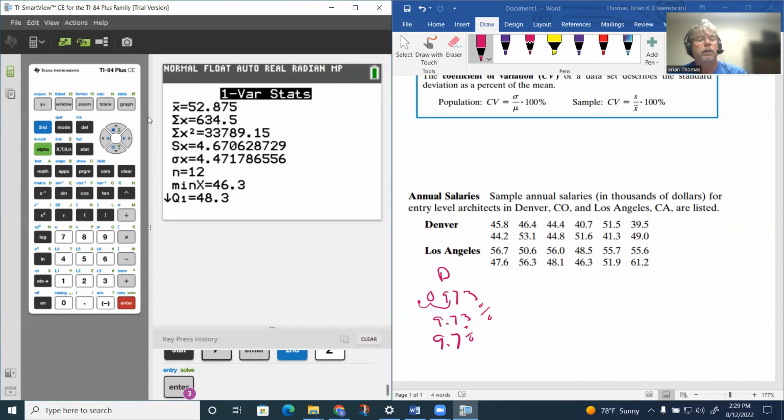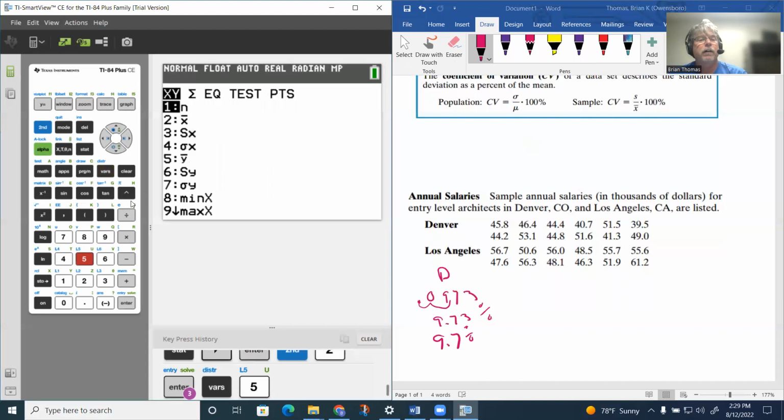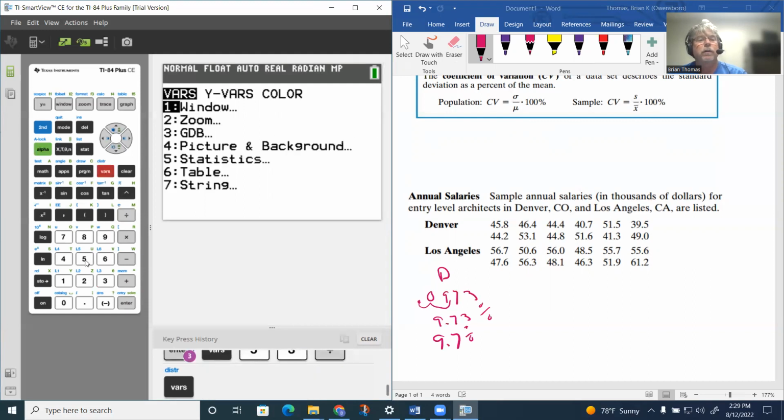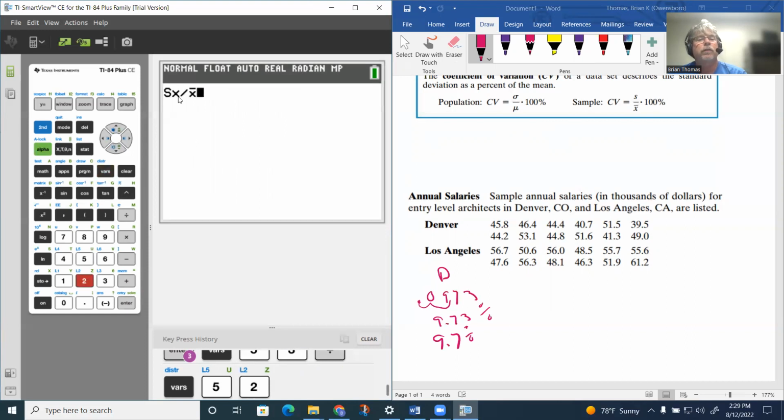So again, I'm going to let my calculator do that math. So under VARS, again, our formula says S over X bar. So I'm going to choose this S of X, which is number 3. And I've got to divide that by the mean, the X bar. VARS, statistics, mean is number 2. So that's going to be the standard deviation divided by the mean. Hit enter.